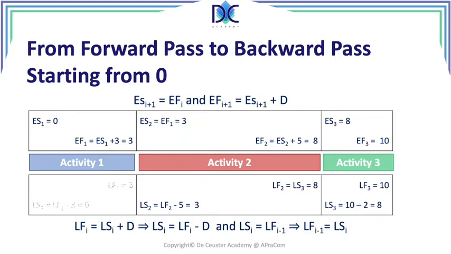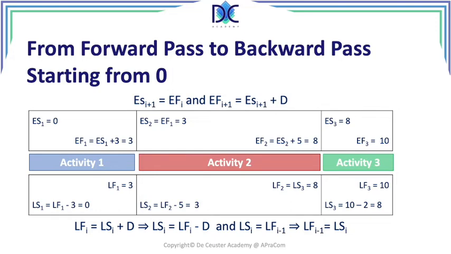And for the last activity, we can say that the late finish of 1 is equal to the late start of 2, which is equal to 3. And we find that the late start of 1 is late finish of 1 minus 3. So this is also equal to 0.